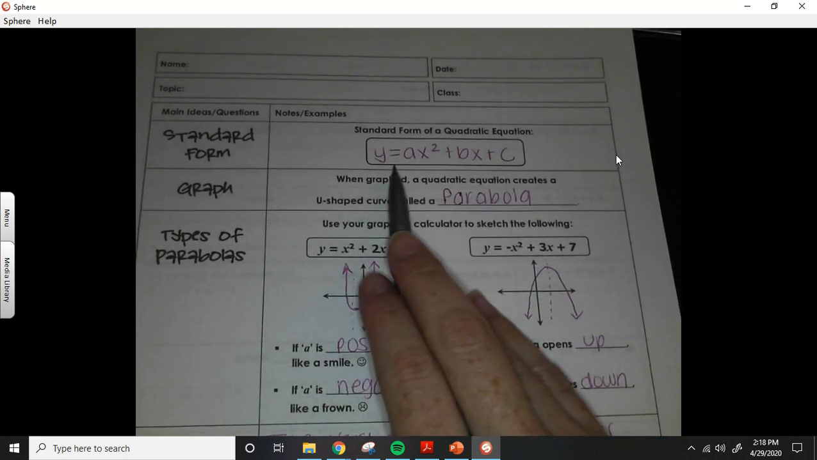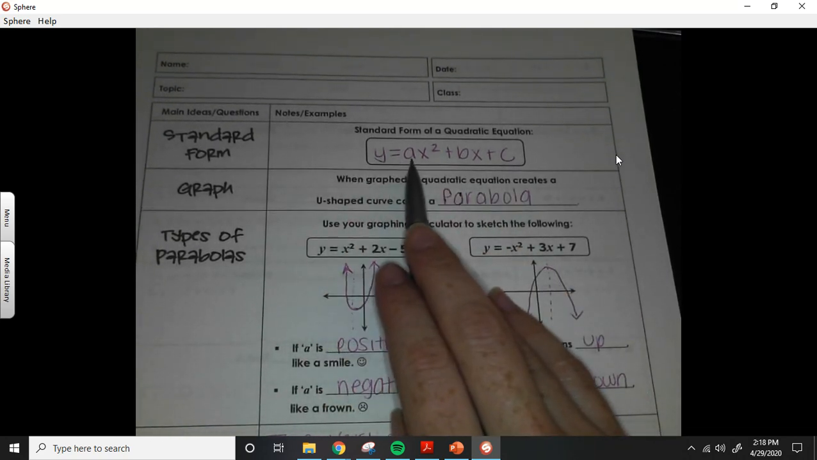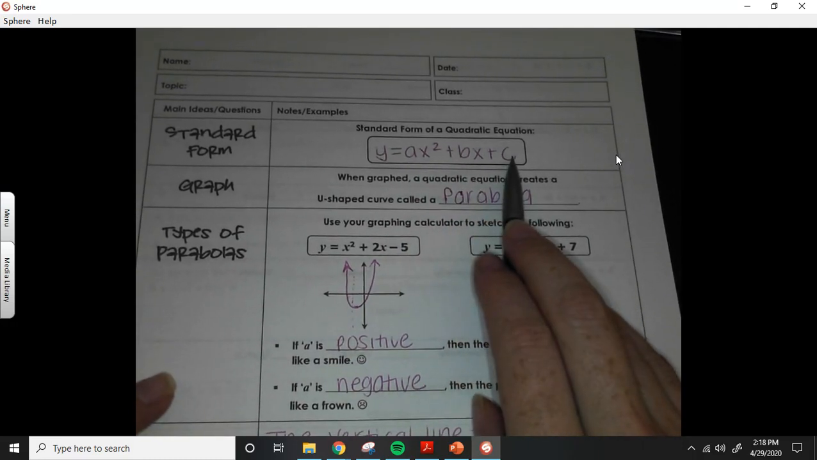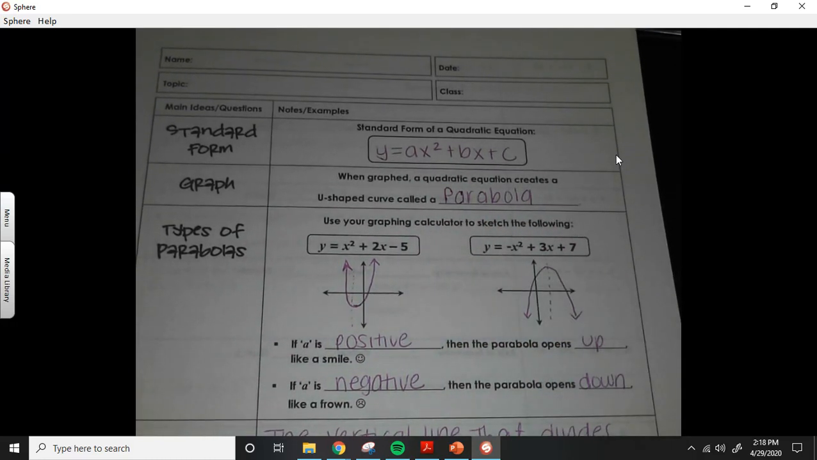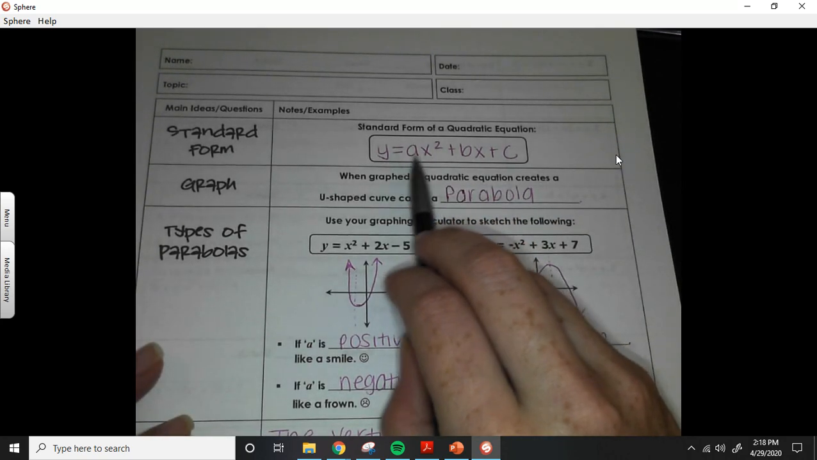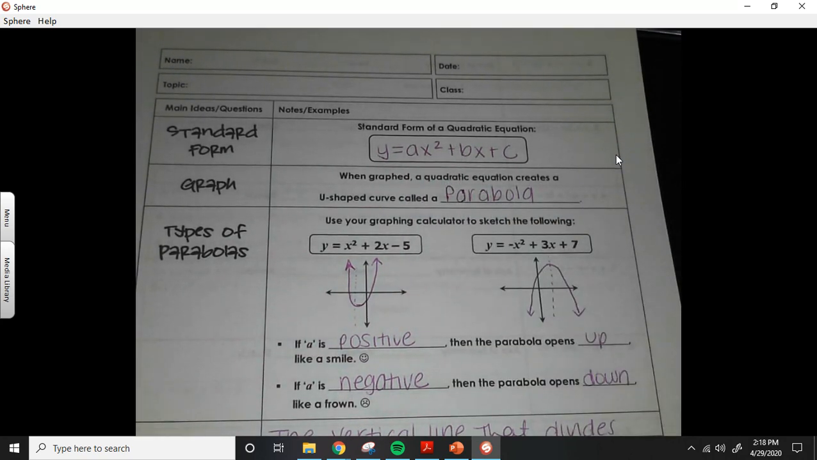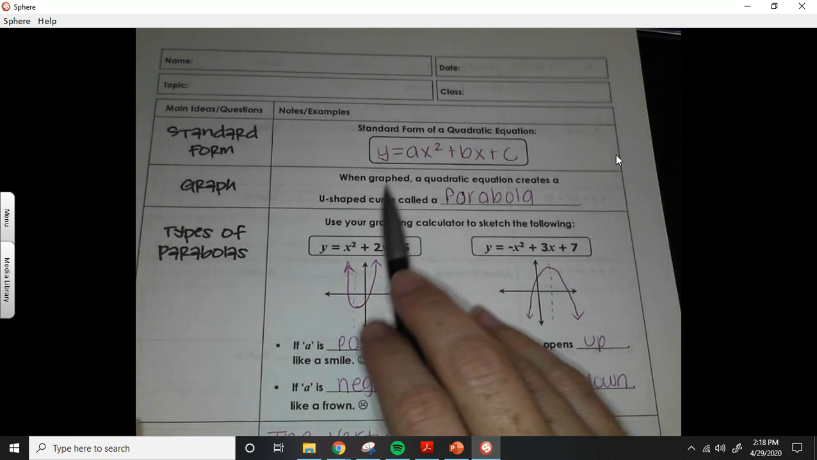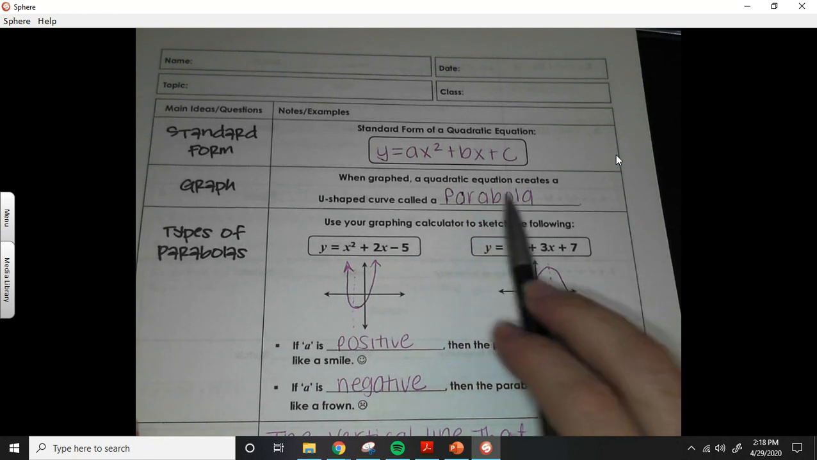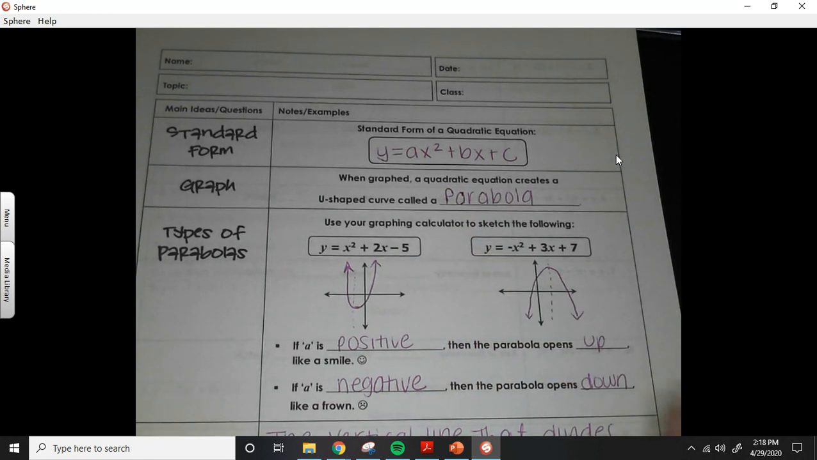So the standard form of a quadratic equation is this: y equals ax squared plus bx plus c. You recognize this as our polynomials that we mostly worked with as a trinomial, and a matters a lot, and so does b in quadratics. Okay. So when it's graphed, a quadratic equation creates a parabola. It is a U-shaped curve, and it's called a parabola. Once again, you know that word from before, and we're finally working with them now.